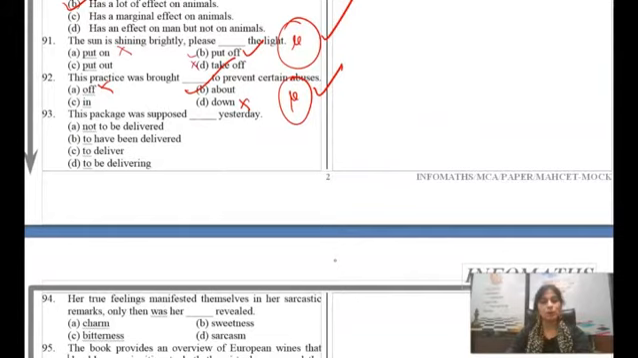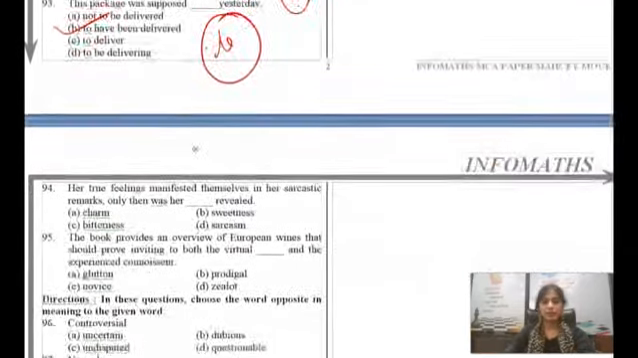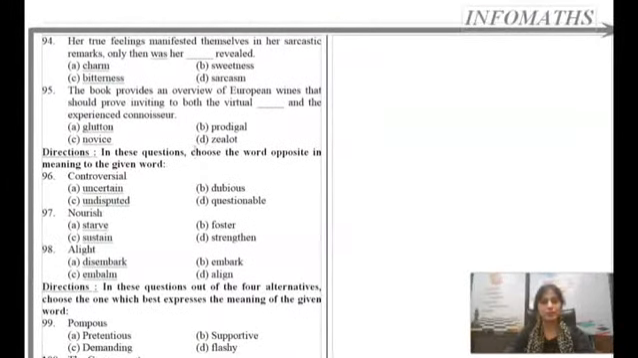The package was supposed dash yesterday. So it is a tense completion. That is obviously you may be aware about the tenses. The package was supposed to have been delivered yesterday. So correct answer is again B. Coming to the next part. Next again a fill in the blank we are facing.